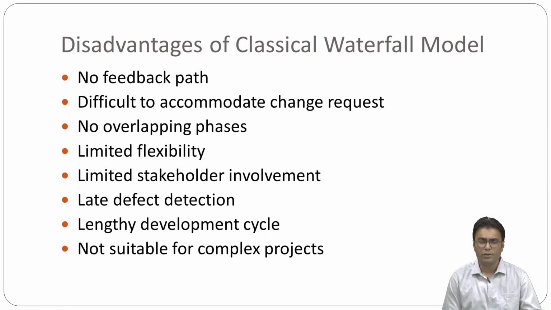So, no feedback path here. In the classical waterfall model, evolution of software from one phase to another phase is like a waterfall. It assumes that no error is ever committed by developers during any phase. Therefore, it does not incorporate any mechanism for error correction.